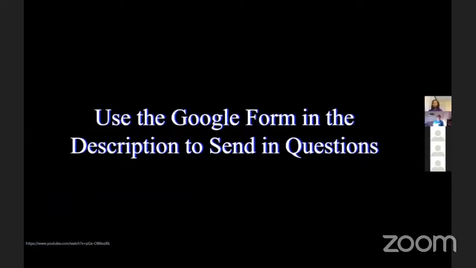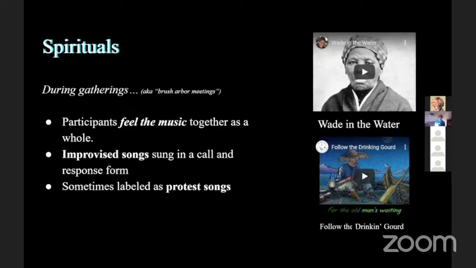Spirituals. A spiritual is a type of religious folk song that is most closely associated with the enslavement of African people in the American South. Common examples of spirituals include "Wade in the Water," "Steal Away," and "Follow the Drinking Gourd." There are lots of others, but yeah. Slaves would gather in groups to sing, dance, and chant together.